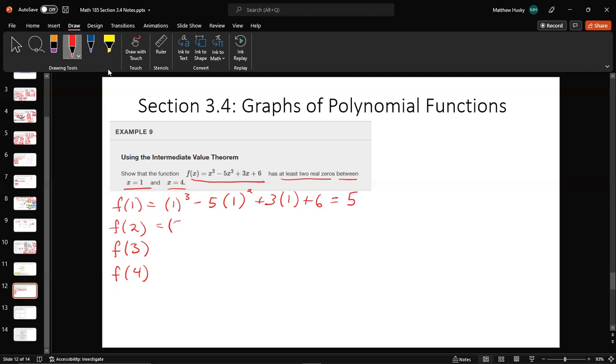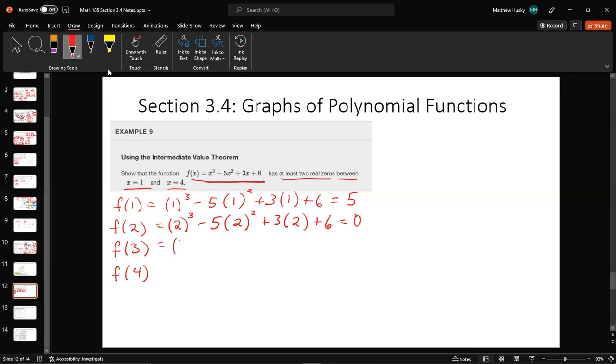Okay, and then you do that all over again, this time with 2. 2 to the third minus 5 times 2 squared plus 3 times 2 plus 6. And let's see what that is, shall we? That's 8 minus 20, which is negative 12. Okay, so that's 0.